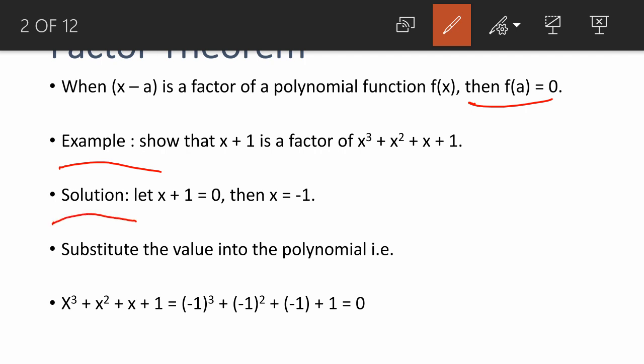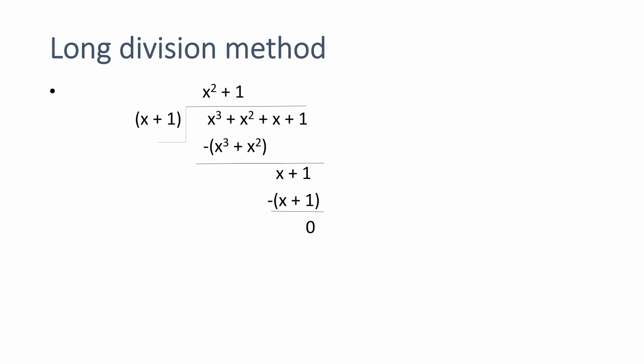Now the solution: let x plus 1 be equal to 0. If plus 1 crosses over the equal sign, we get x to be equal to minus 1. Now if we substitute the value into the polynomial, that means x cubed plus x squared plus x plus 1, substitute minus 1 for x, you notice that we are going to get 0. So the only way a particular expression is a factor of a polynomial is that when you substitute the value of x into that polynomial, it must be equal to 0.